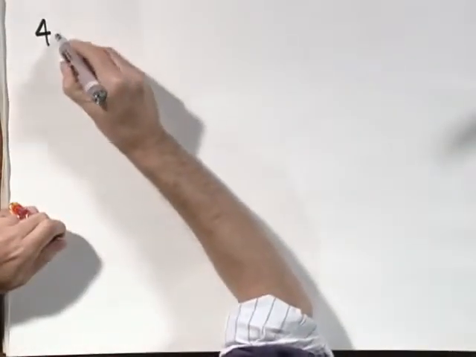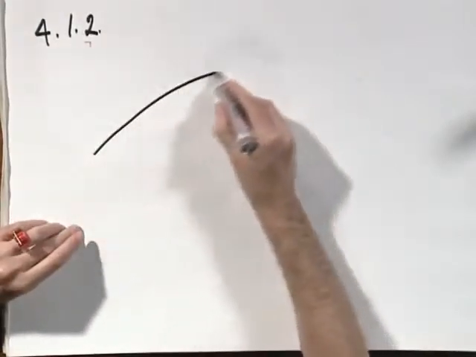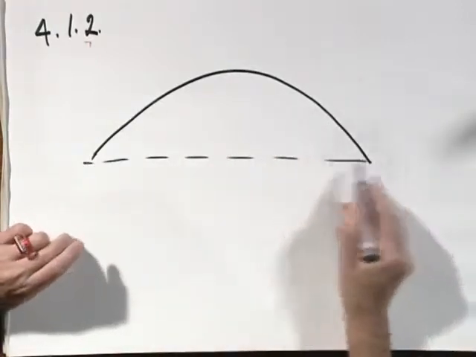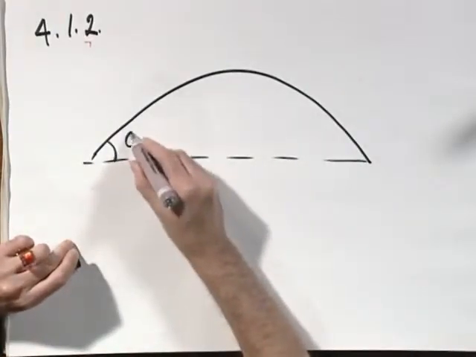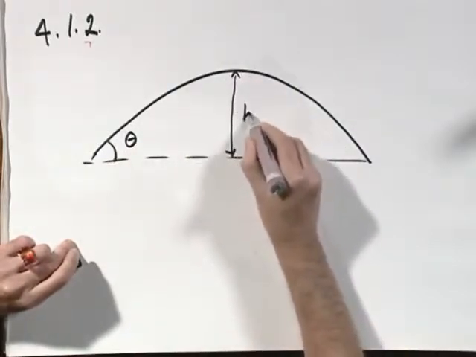Our first problem is problem 412. There is a projectile which is thrown up at an angle theta. It reaches a certain height h.